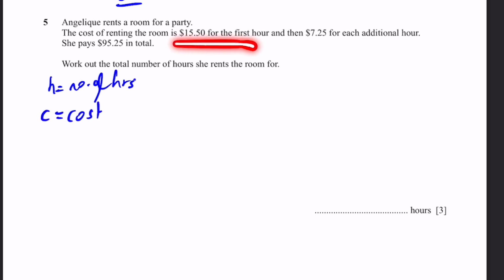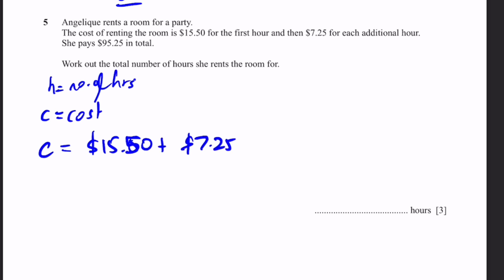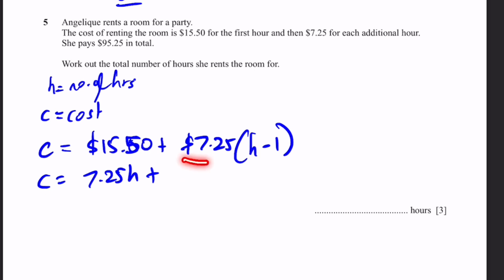So for the first hour only, it's $15.50. So C will be equal to $15.50 plus $7.25 for each additional hour, which means excluding the first hour. That's why we do into H minus 1. So we can simplify this as 7.25H plus, because 7.25 into minus 1 is negative 7.25, and we add 15.50 as well. So when we do that, it's 8.25.